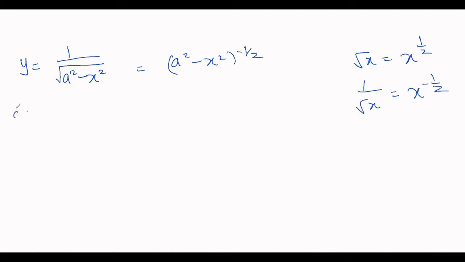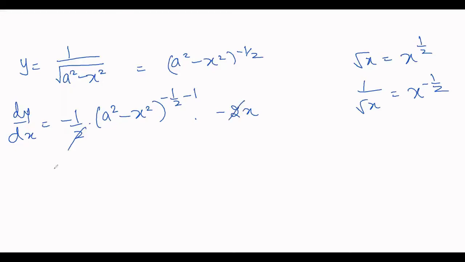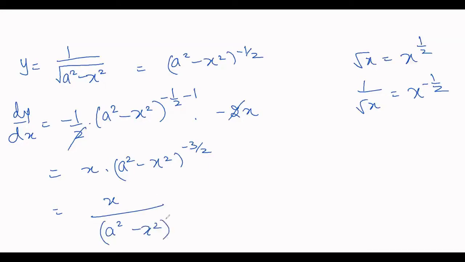dy by dx is equal to n, which is minus half, x power n minus 1, a squared minus x squared whole power minus half minus 1, into differential of a squared minus x squared, which is minus 2x. So here 2 gets cancelled. Minus minus results in positive x, and this is a squared minus x squared whole power minus 3 by 2. So I can rewrite my final answer as x by a squared minus x squared whole power 3 by 2. Bring it to the denominator, the exponent becomes positive. So clear this.